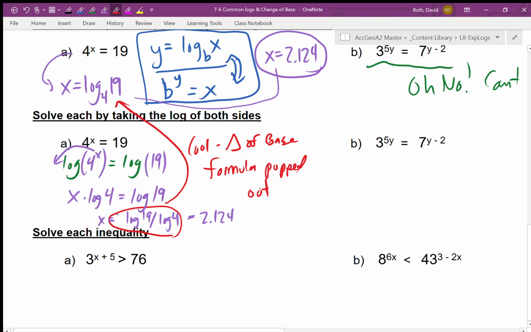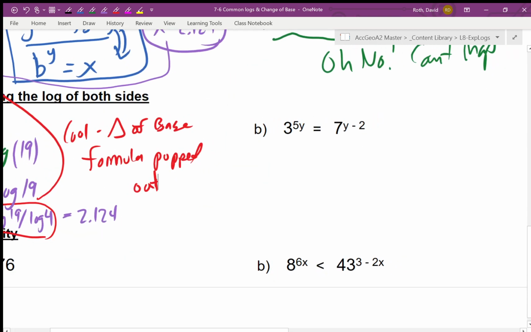So in a way, we just proved the change of base formula. It works. This whole process of taking the log of both sides basically gives me my change of base formula. Neato. All right, well, let's try it on B. Try doing it. Don't wait for me. Hit pause. Go. And I am going to be lazy on this one. Log of that side, log of that side.